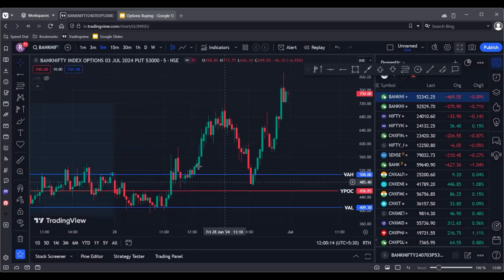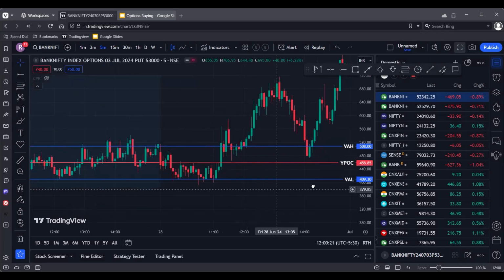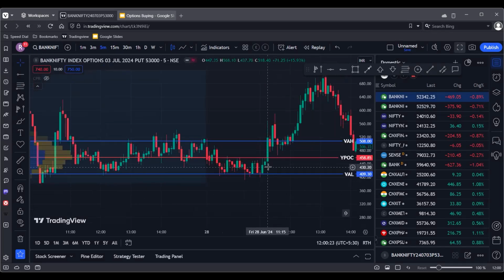Okay, so this is the 53,000 put. I have just observed, I didn't trade this, right? I just observed how I could have traded this setup. Okay, so if you see, this candle broke the POC in the Bank Nifty. It also broke its strike's yesterday's POC with strength.